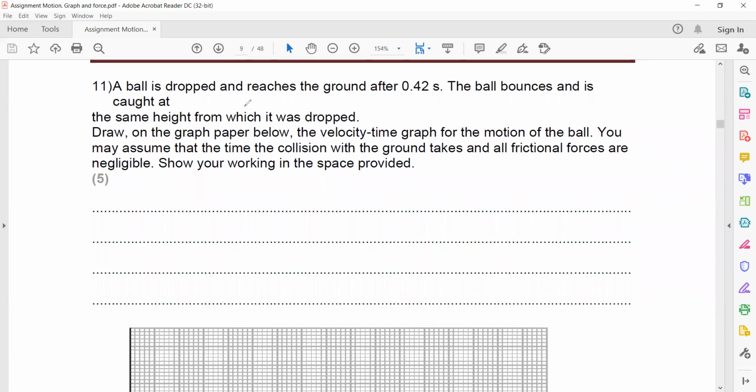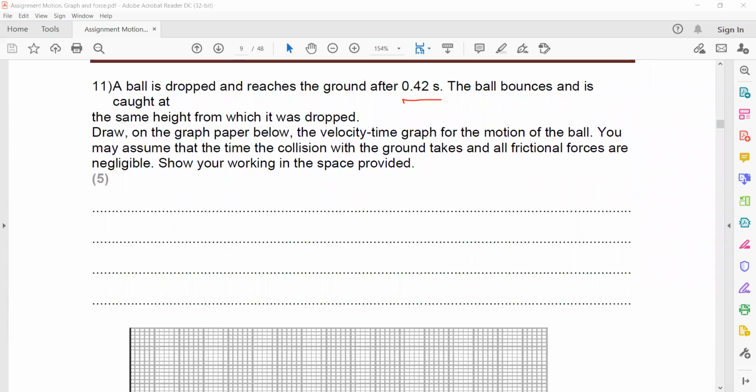In this question, a ball is dropped and reaches the ground in 0.42 seconds. The ball bounced and is caught at the same height. Draw a velocity time graph. Assume that the time of collision with the ground and all the friction forces are negligible. Show your working in the space below. So the ball is dropped and it reaches the ground. The ball bounces and it is caught at the same height. And it's 5 marks.